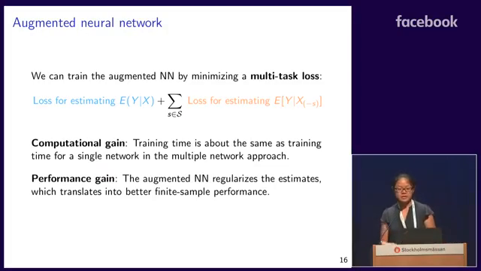Since we want our augmented neural network to be able to estimate all these different conditional means, we are going to train it by minimizing a multitask loss function. That's the sum of the loss for estimating the full conditional mean and the loss for estimating the reduced conditional mean. The two benefits we're getting from using this network are, computationally, the training time is about the same as the training time for a single network in the multiple network approach. And we also get a performance gain. The fact that we used a single neural network to estimate all of these different conditional means implicitly regularizes them. So that translates into better finite sample performance.